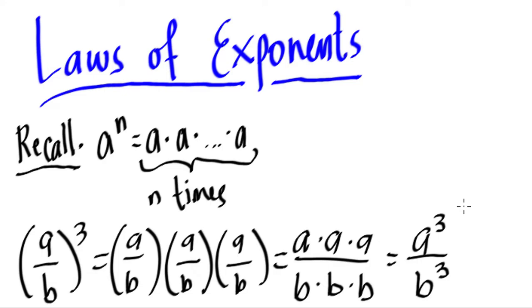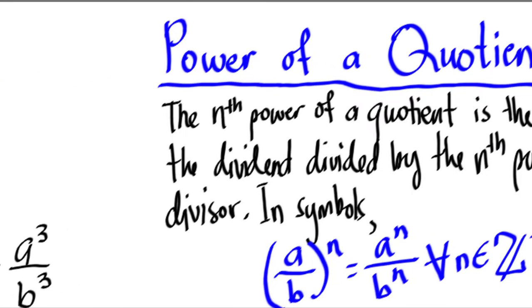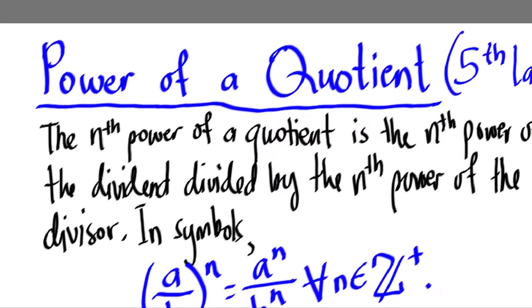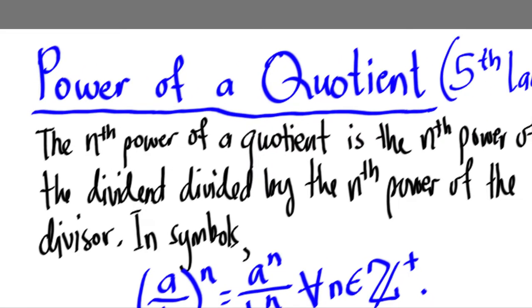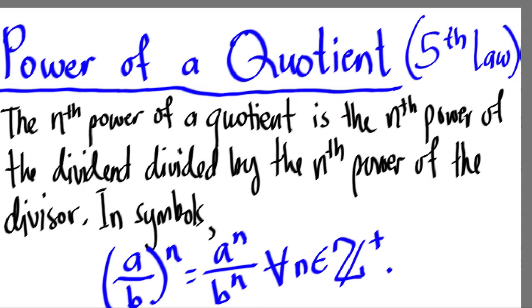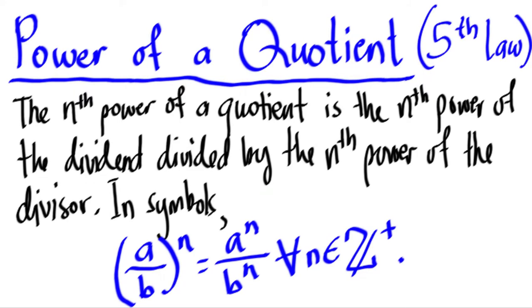And yeah, this will lead us to our last and final law for exponents. This is our fifth law as far as our book is concerned. This is the power of a quotient. This is our fifth law in exponents.